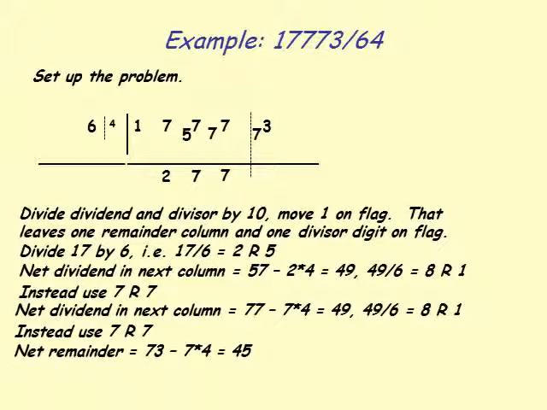Now the net remainder is 73 minus 7 times 4. 73 minus 28 is 45. So the remainder is 45. That means 17773 divided by 64 is 277, remainder 45.